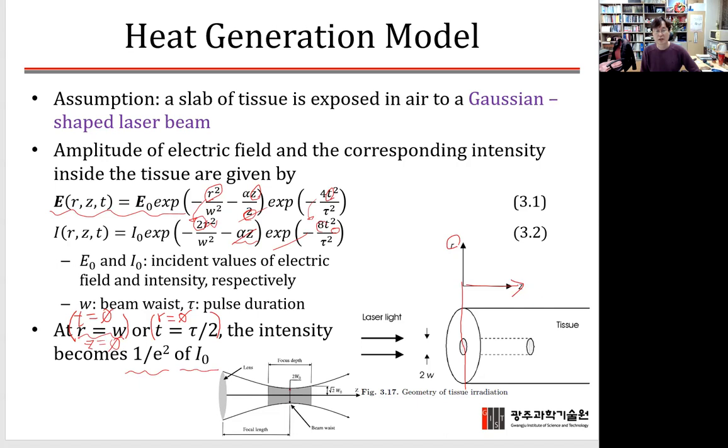Or when t is tau over 2, where tau is the pulse duration time. So when the time is half of the pulse duration, and the position r is 0 and z is 0, then the intensity at this point is also 1 over e squared.